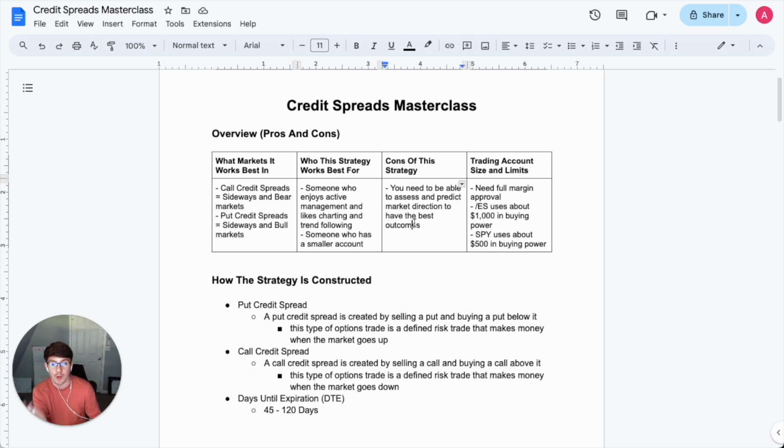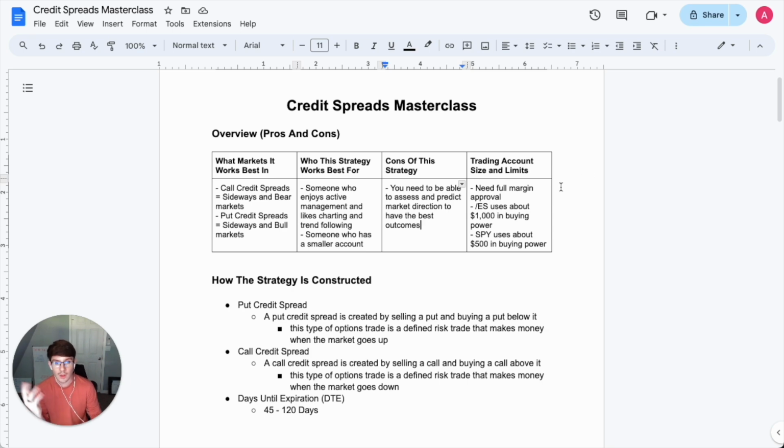Who does this strategy work best for? Someone who enjoys actively managing their trades and likes charting and trend following, because you kind of need to know the general direction the market's going before you put this trade on. And it's for someone who has a smaller account. Now, credit spreads are a defined risk trade, which means that we're capping how much we can lose, which means that our buying power is a lot less. So you can do this on a smaller account. Cons of this strategy: you need to be able to assess and predict the market direction to have the best outcomes.